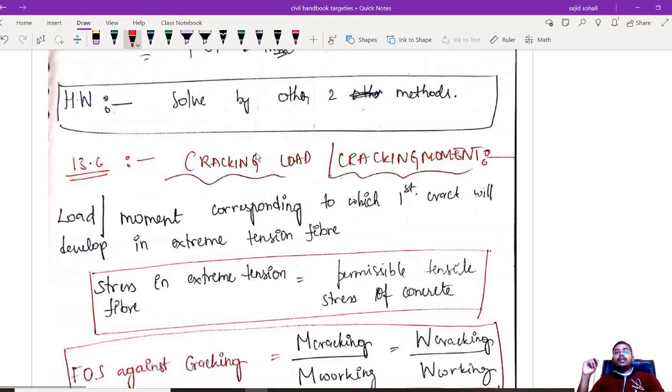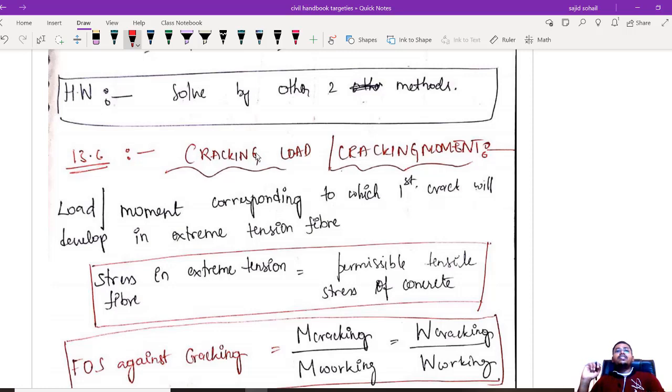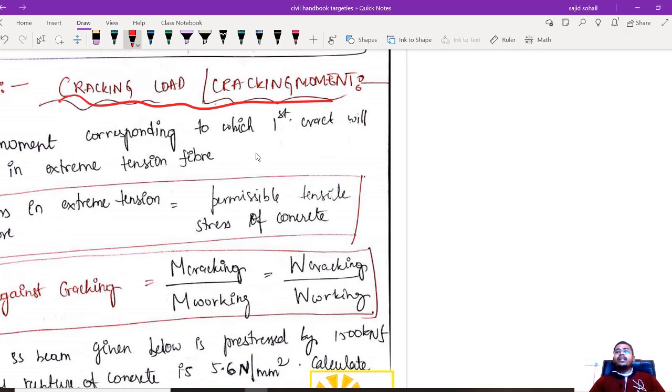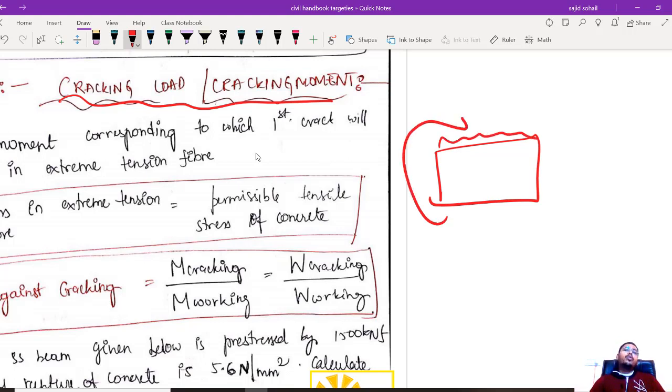Okay, done. Now next, let us see this concept of cracking load and cracking moment. अरे यार काफी simple है, cracking load and cracking moment. See, you know what is happening. If there is more load, there will be more moment, right? If you have a beam, if you are increasing the load, you know it will bend more. That means there is more bending moment being induced. Common sense की बात है, right? More load means more moment.